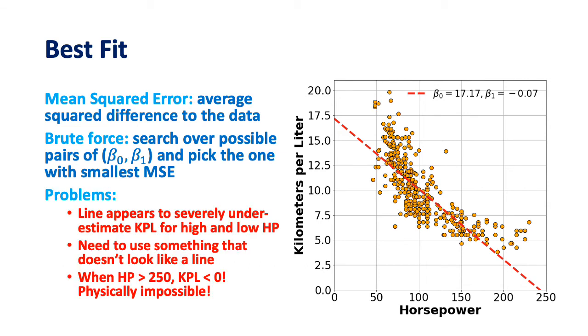However, there are problems in that the line appears to severely underestimate the kilometers per liter for high and low horsepower. And importantly, when the horsepower is greater than 250, the line says that kpl will be negative, which is physically impossible. So we probably want something that doesn't look like a line.